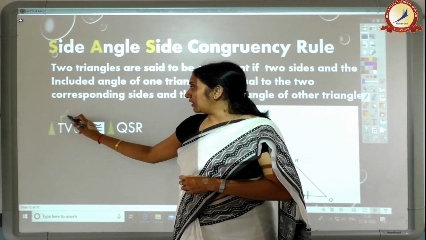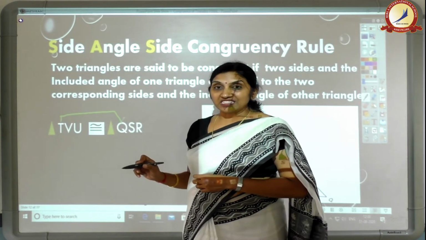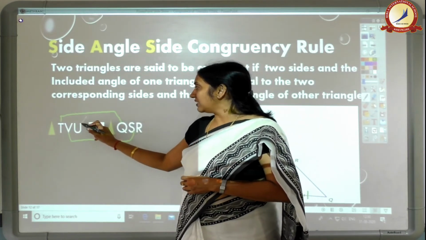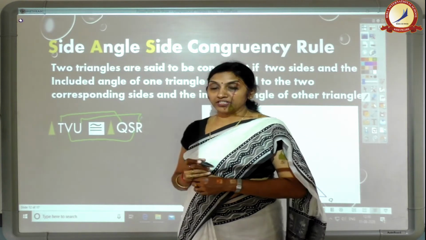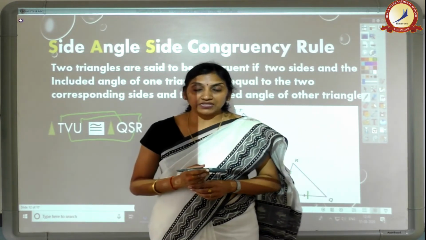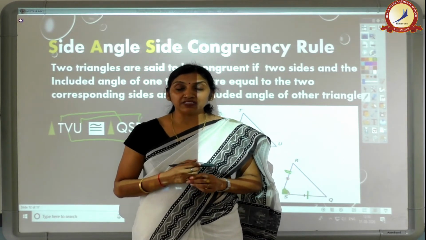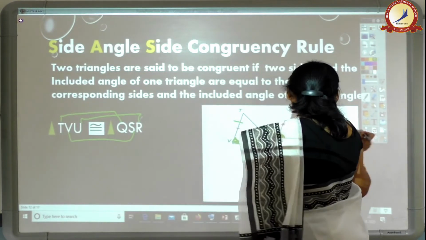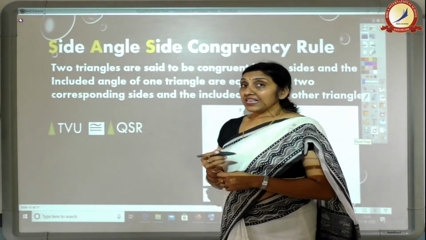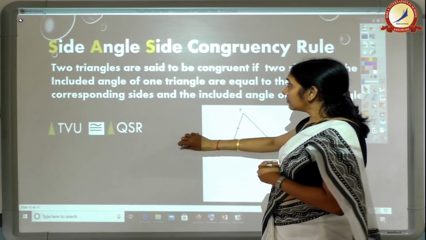There is a one-to-one correspondence between the vertices and the angles: T is corresponding to Q, V is corresponding to S, similarly U is corresponding to R. TV will be equal to QS, similarly the other corresponding parts. Hence, I can say that two triangles are said to be congruent by SAS congruency rule.